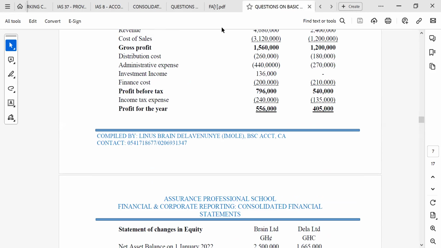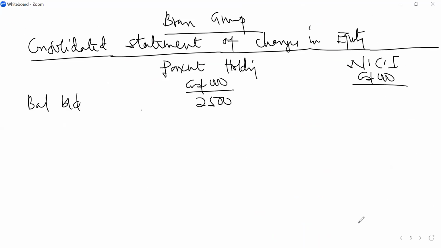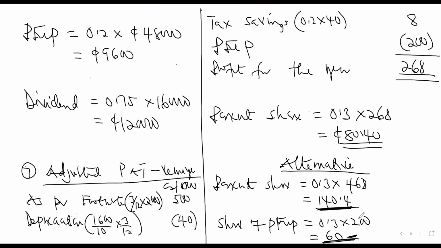What is the parent profit? It's 556, isn't it? Okay. So let's go and look at the items that we have adjusted against the parent profit. The items that we have adjusted against the parent profit.